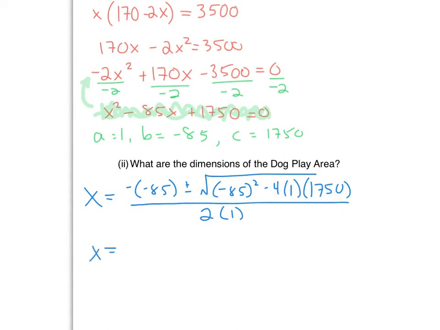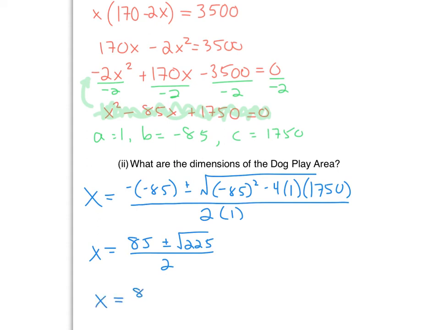X equals, let's do the simplification. Negative 85 is a positive 85, plus or minus. On the bottom, 2 times 1 is just 2. All right, time to simplify that discriminant here. And that discriminant, when I go ahead to simplify it, works out to be the square root of 225. All right? So, what's 225 when I go to take it? Oh, geez, that's a perfect square. This one works out wonderfully.